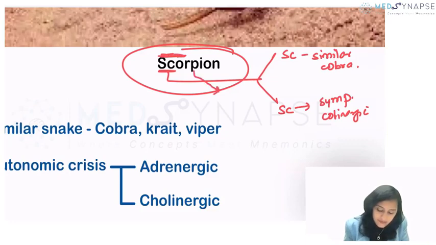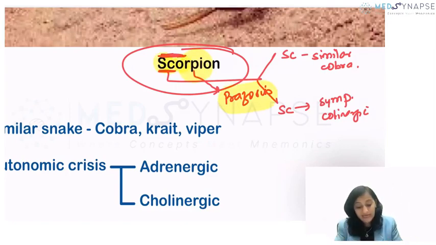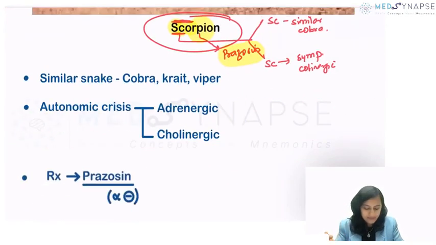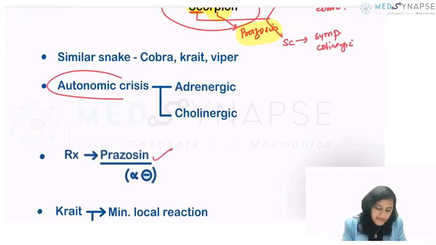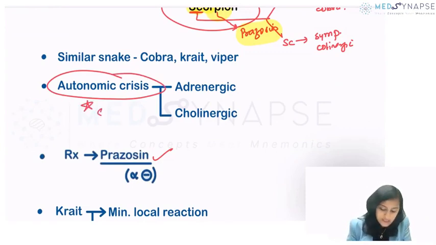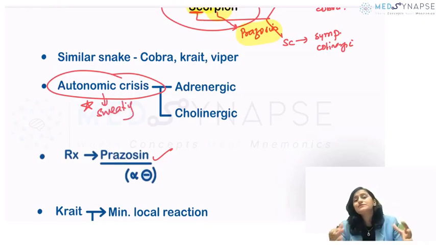What do you give in the treatment? P for prazosin. So you have prazosin here for sympathetic cholinergic overreactivity, autonomic crisis. Prazosin is an alpha 1 blocker, a sympathetic blocker. Autonomic crisis is very important here. In an autonomic crisis, they can give you something related to sweating, because sweating is autonomic. I hope you know that sweating is sympathetic, but mediated by acetylcholine.